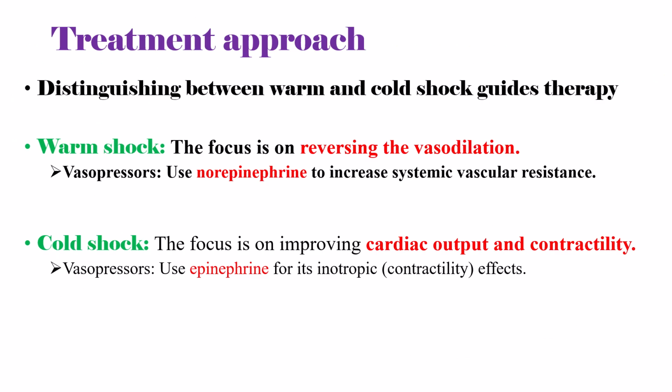When we come to treatment, distinguishing between warm and cold shock guides therapy. Warm shock focuses on reversing the vasodilation, whereas cold shock focuses on improving cardiac output and contractility. For warm shock, use norepinephrine to increase systemic vascular resistance. For cold shock, use epinephrine for its inotropic or contractility effect. General management for both includes rapid fluid resuscitation with crystalloid, early broad-spectrum antibiotics, and source control of infection.